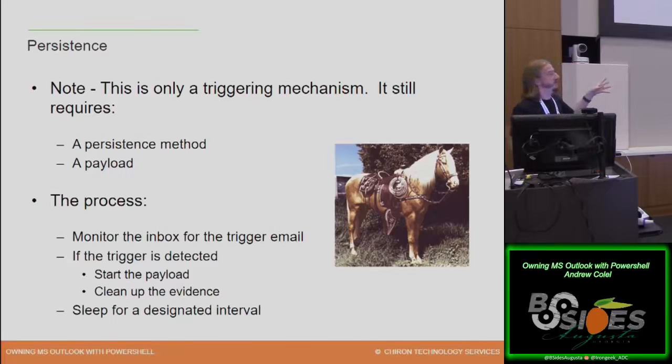So what the process is here, it's going to monitor the inbox for the trigger email. When the trigger's detected, it's going to start the payload and have something call back out. Matt Nelson's did this. The only things I tweaked on it a little bit: his deleted the email. I wanted to mark it as unread first, and then after I delete it, I also wanted to remove it from the deleted items folder so it's not still just sitting there. After that, it goes and sleeps for a designated interval and waits for another trigger packet.